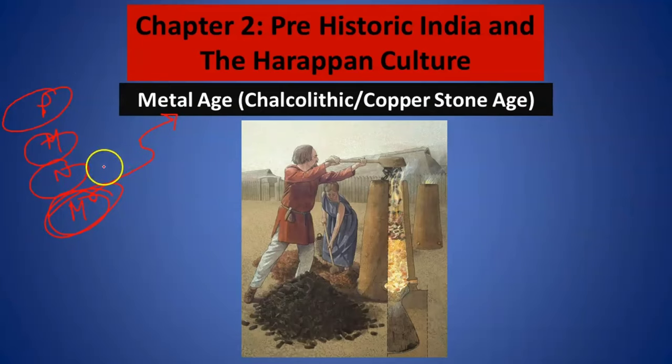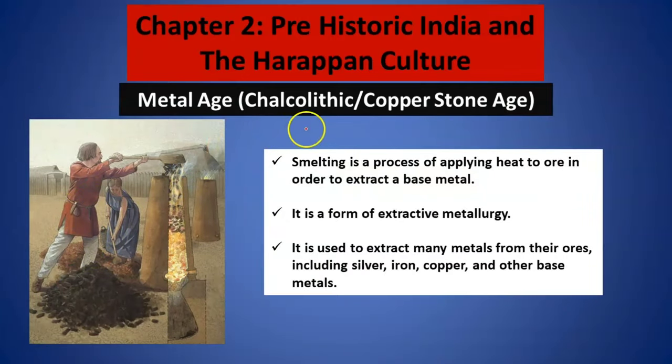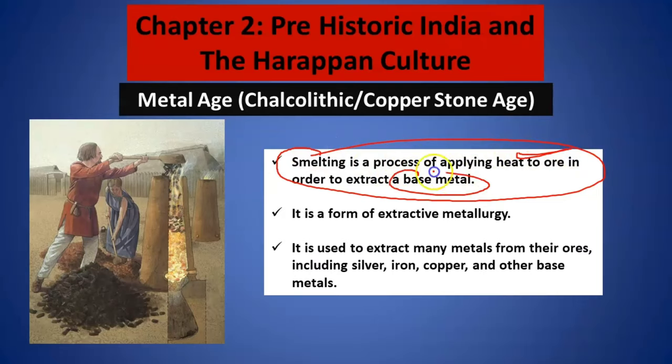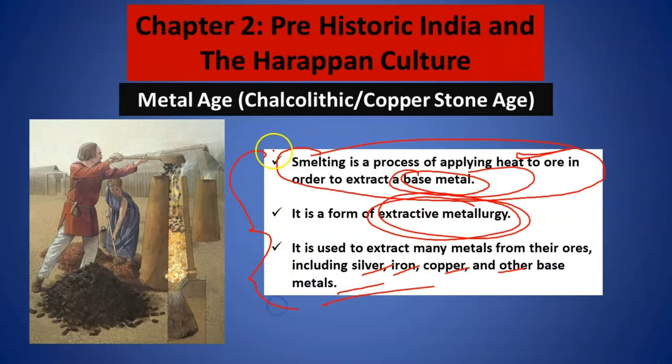In the Metal Age, people realized that they can extract metal from their ores. If metal is discovered, this is a very, very big discovery. For those of you who do not know how metal is obtained from ores, this process is known as smelting. By applying heat to the ore, the base metal can be extracted. This is used in the metallurgy process. By this method, many metals can be obtained from their ore, such as silver, iron, copper, and others. Now, don't go much into the detail. I just wanted to give you a rough idea of this.